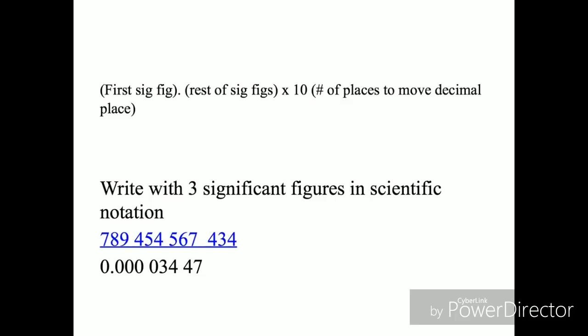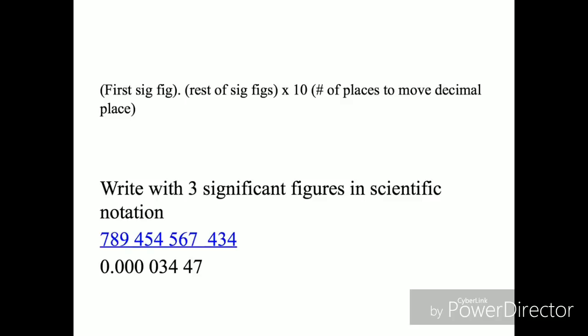This relates to significant digits because basically when we write in scientific notation, we write the first significant digit, a decimal point, the remaining significant digits, and then times 10 to the exponent, the number of places we'll need to move the decimal to display the true magnitude of the number.